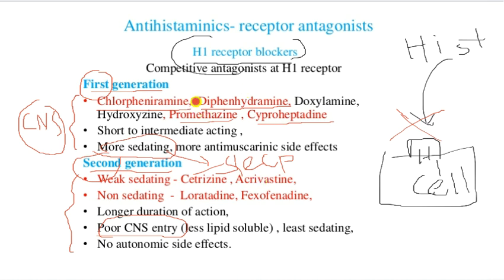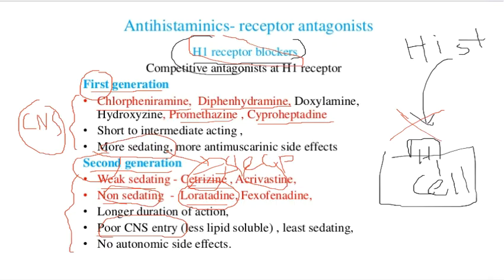Better than these are the second generation drugs, the non-sedating drugs. Non-sedating means no sleep. The person has no sleep, and the drug can effectively bind with the H1 receptors. An example is the drug loratadine, and weakly sedating ones are cetirizine, which we know, and astemizole.